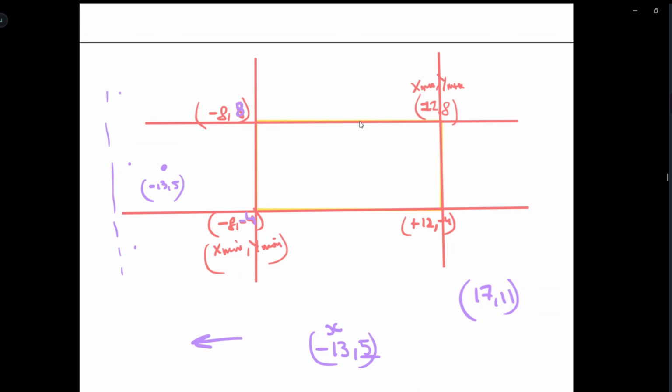Now let us come to the point 17, 11. We can see that 17 is greater than 12. That is, this is 12 and this is also 12. So it will lie somewhere over here. Now in order to find in which quadrant it will lie, let us see whether it is greater than 8, less than 8, or greater than -4, less than -4. As we can see, 11 is greater than both 8 and -4 as well. So it will lie somewhere over here. That is, this will be our point 17, comma 11.